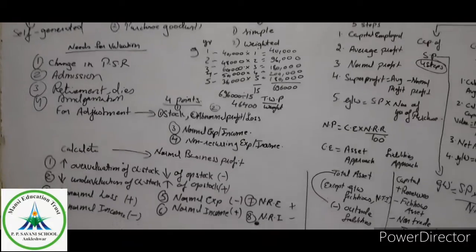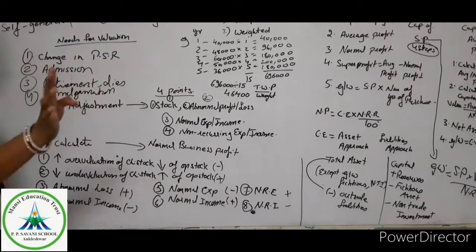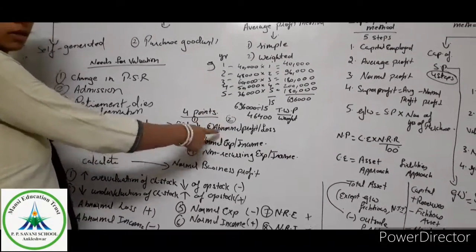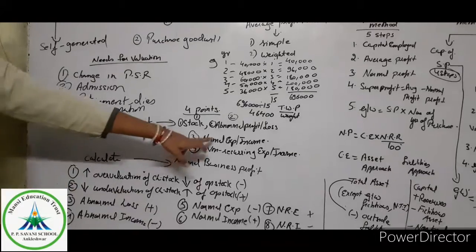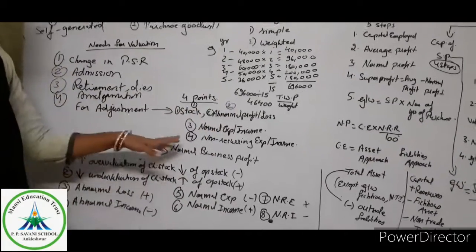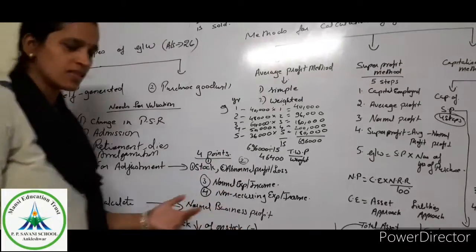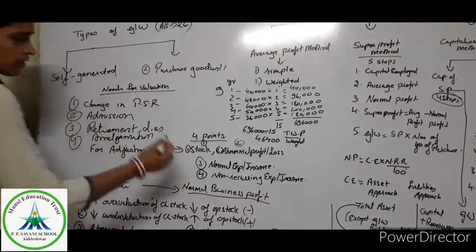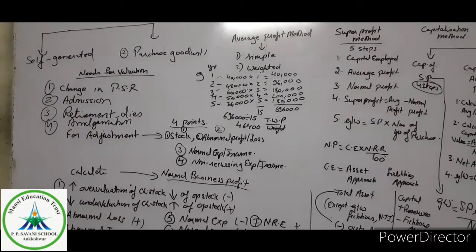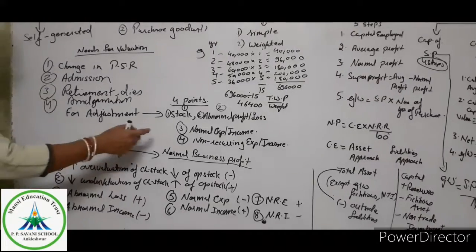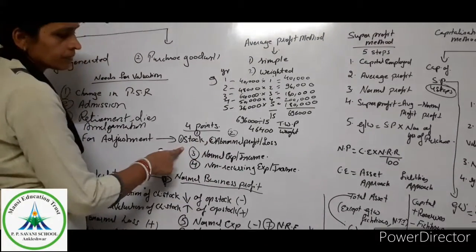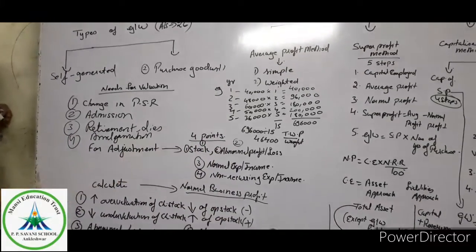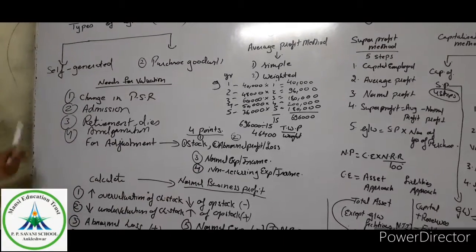Now students, in order to do the adjustment sums, the first is stock, second is abnormal profit or loss, third is normal expense or income, and the fourth is non-recurring expenses or income. Now let us see how to find out normal business profit. If there is any adjustment in any of the years, it is always related to these things: stock, abnormal profit or loss, normal expenses or income, or non-recurring expenses or income.